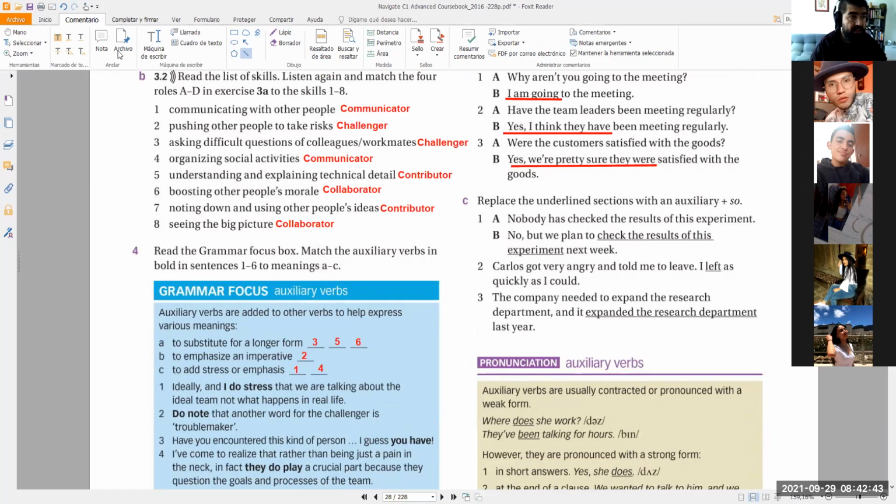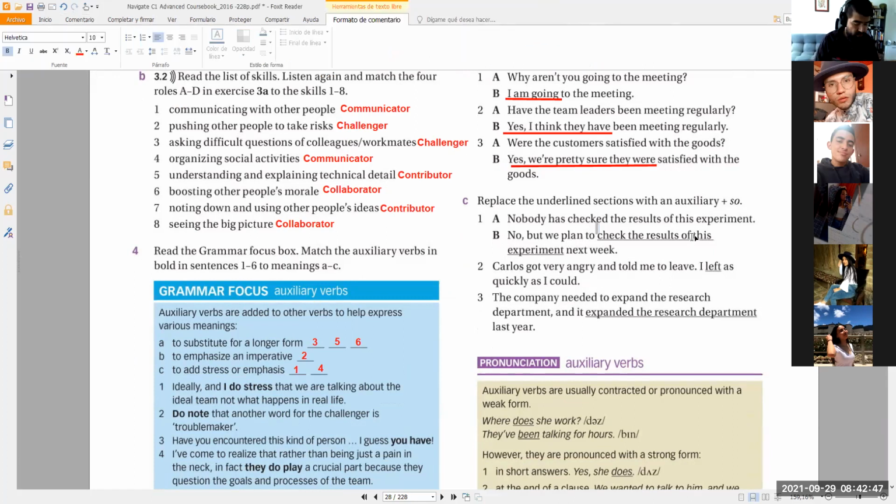That is perfect. That's exactly how that works. No, but we plan to do so. That's it. So we plan to do so. That's exactly how it goes. Great. Number 2, guys.